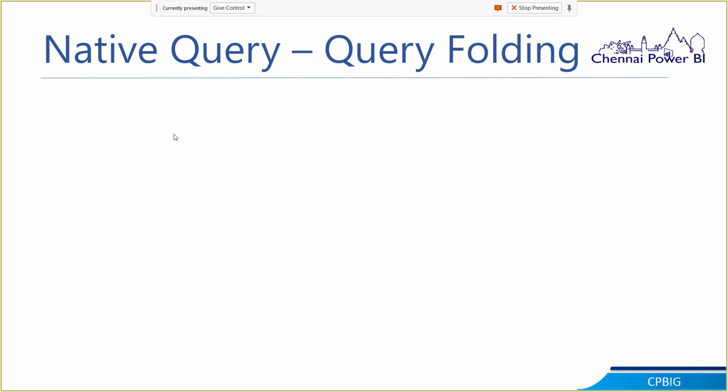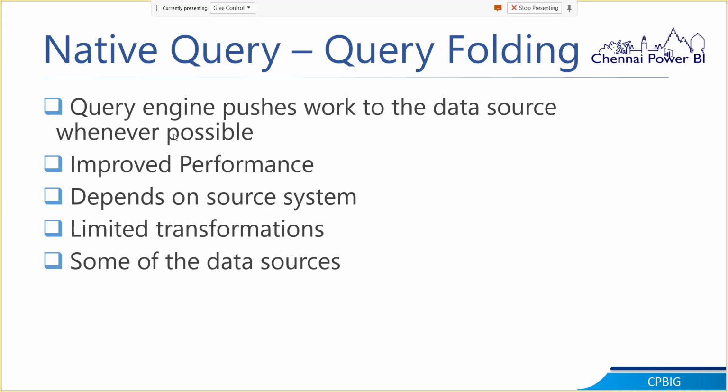When we talk about M script or Power Query language, we need to know another concept or feature, which is native query or query folding. When we give a workload to the data transformation engine, the query engine pushes the work to the data sources whenever possible.